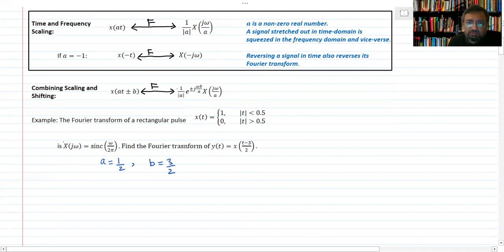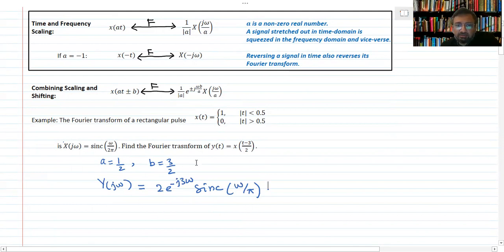Then we plug A and B in this formula, and straight away we find the Fourier transform Y(jω), which turns out to be 2 times e to the power minus j3ω times sinc(ω/π). One last thing, we can directly find the Fourier transform of y(t) using the Fourier transform equation. And I encourage you to do that and verify this result.